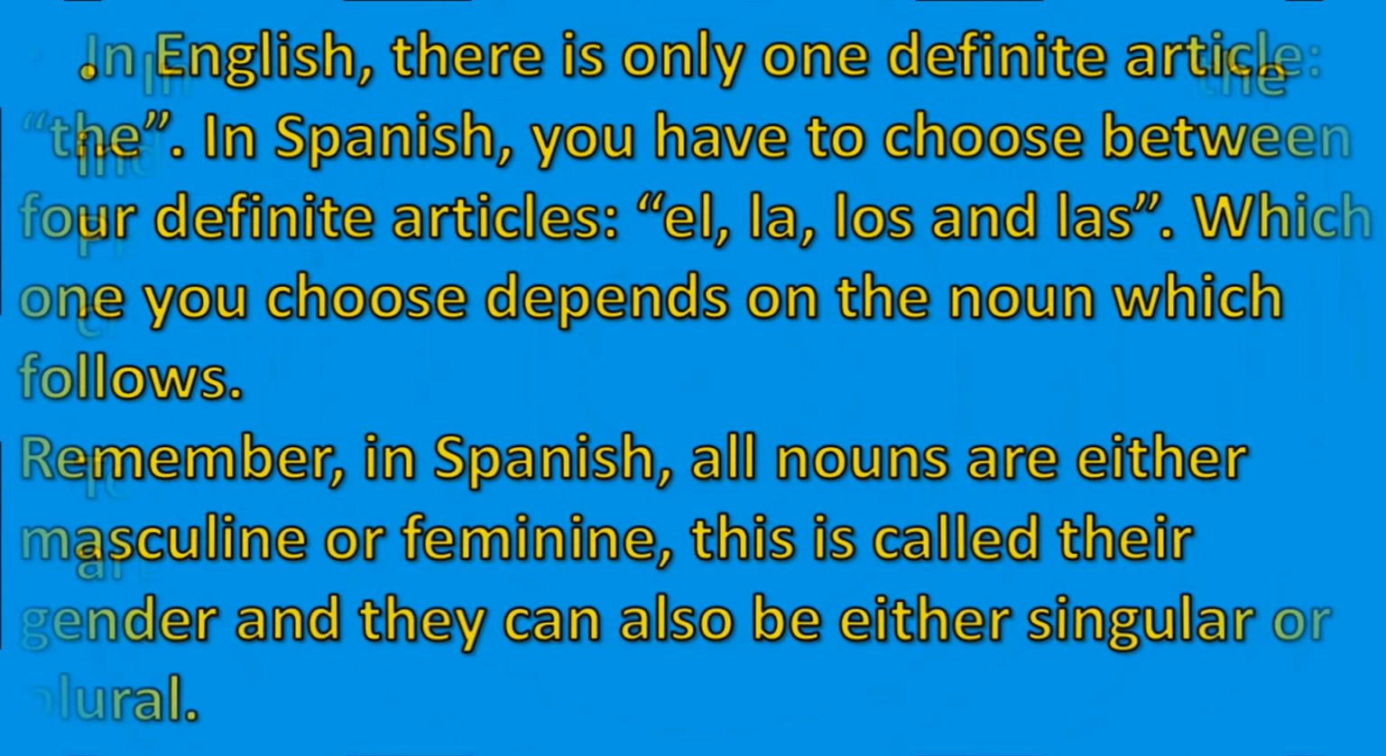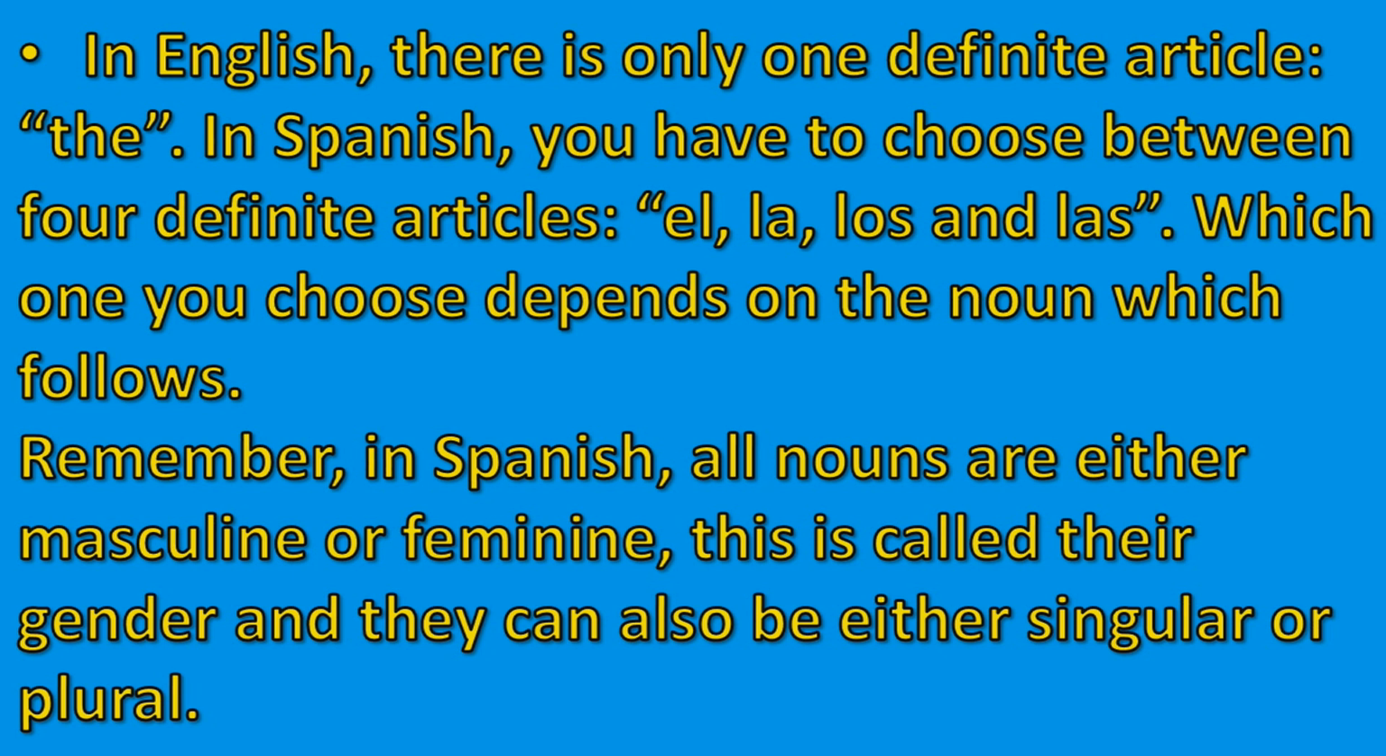In English, there is only one definite article, the. In Spanish, we have to choose between 4 definite articles, el, la, los, and las. Which one you choose depends on the noun which follows. Remember, in Spanish, all nouns are either masculine or feminine. This is called their gender, and they can also be either singular or plural.